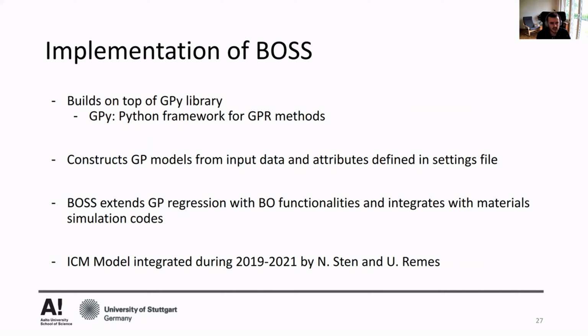And in addition to this, BOSS extends this Gaussian process regression also with Bayesian optimization functionalities, which includes the handling of the acquisition functions, keeping track of convergence metrics for the global minimum, and also post-processing of results in the form of plots and output data files. And the ICM model was already integrated into BOSS during 2019 to 2021 by Nuti Sten and Ulpo Remes.